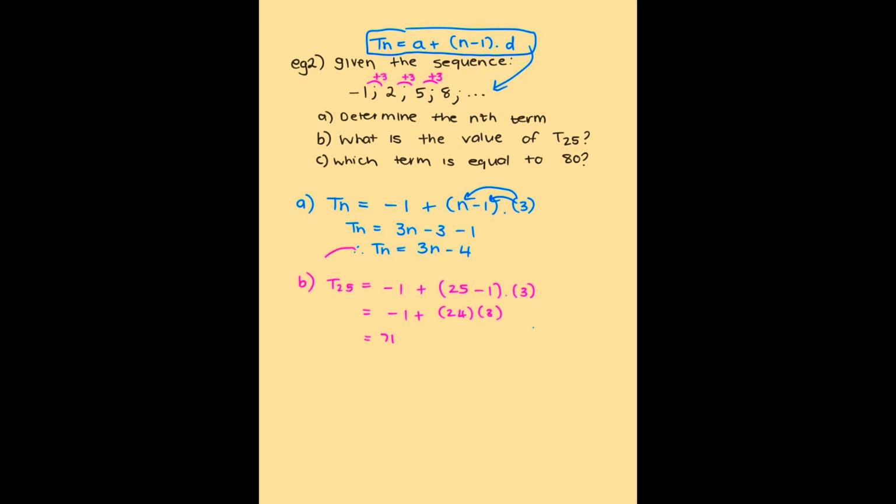Or using this formula over here. So now I'm going to show you why earlier I said sometimes people prefer to simplify it like that, because now I would just simply substitute the 25 into the n, and you see that we arrive at the same answer. 3 times 25 is 75, minus 4 is 71. So we arrive at the same answer.